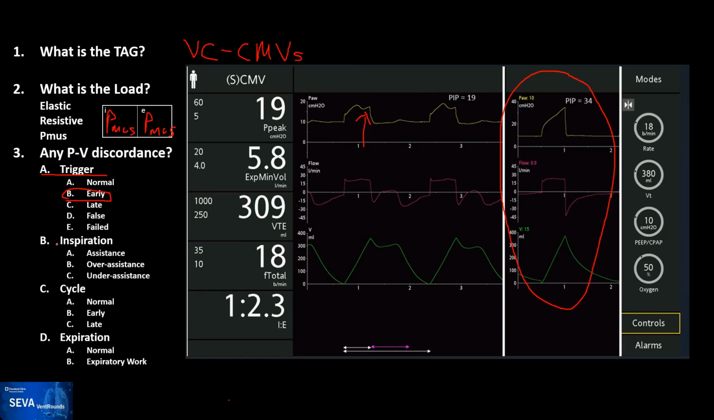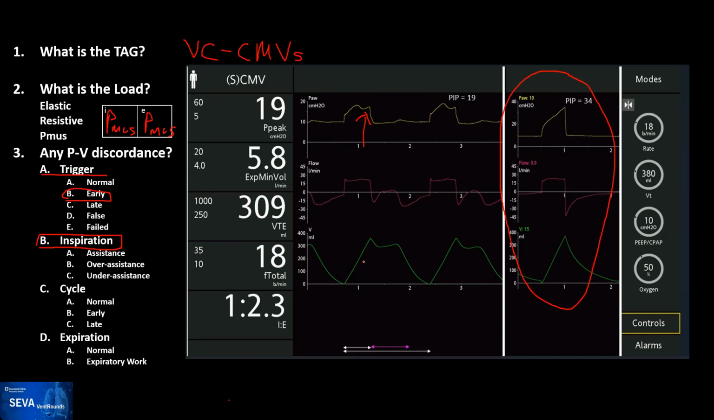Okay, so moving on to inspiration now. Is this a case of what you would call normal or acceptable assistance? Is it over assistance or is it under assistance? Looking at inspiration. Okay, we have one over, one under. So, go ahead, Ariel. What do you think?